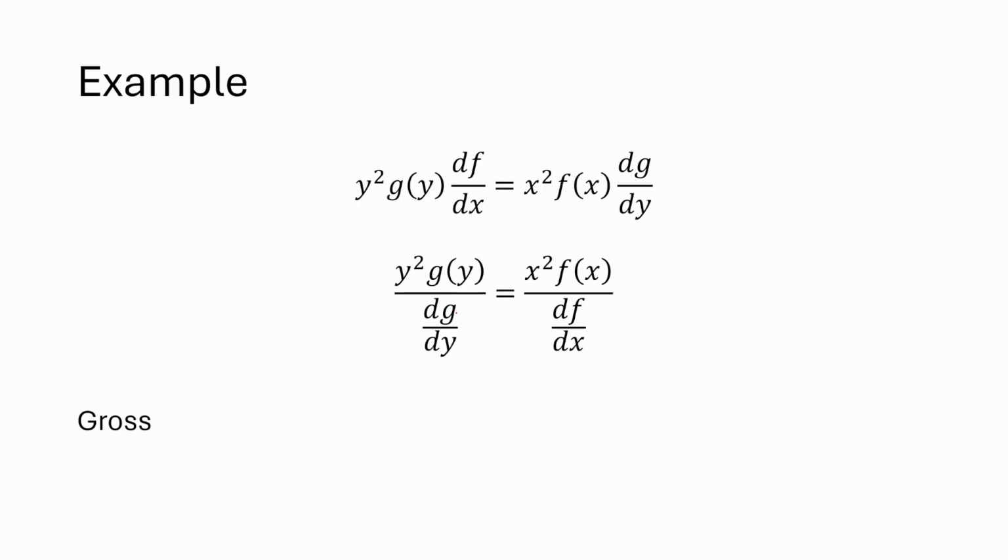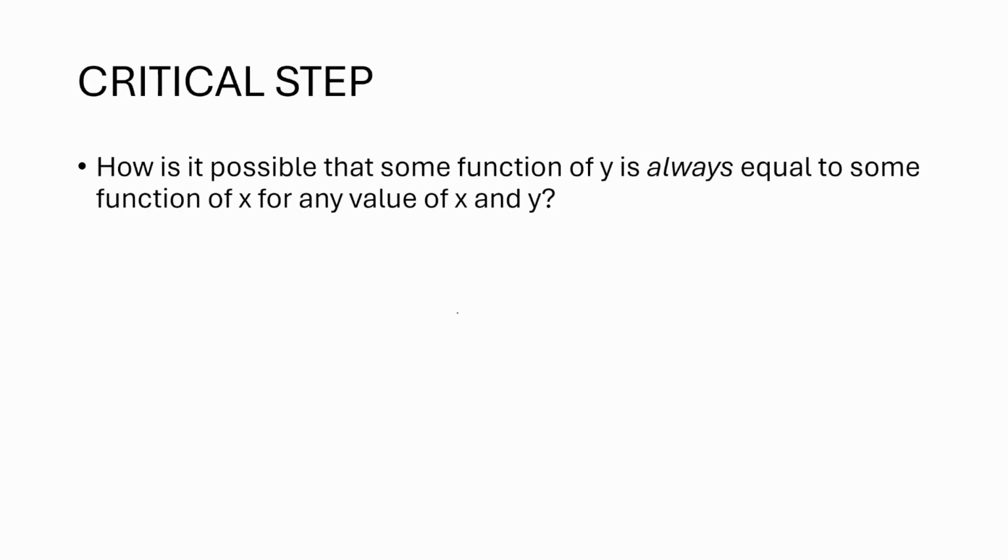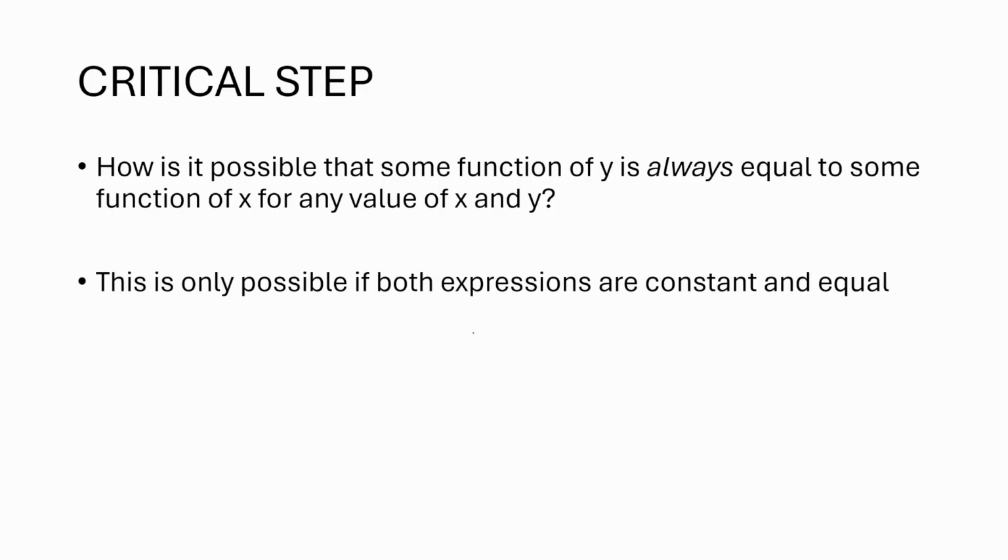X and y are two different variables. They're independent of each other. So you should be like, how is it possible for these two things to be equal when x can change and when y can change? You could imagine them being equal at one point, like there's some place where those two functions cross each other. But how could they always be equal to each other? And the answer is, it is only possible if they are constants. If that function is actually a constant function, in that case, you can have one constant equal to another constant if they are the same number.